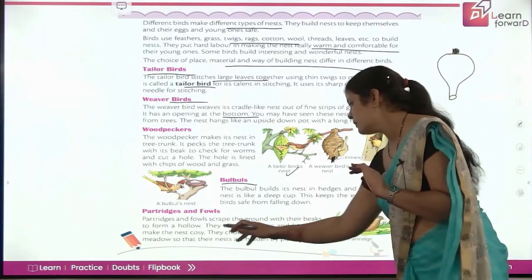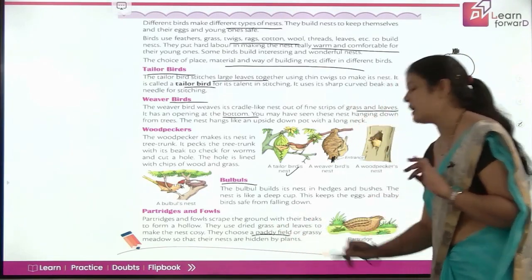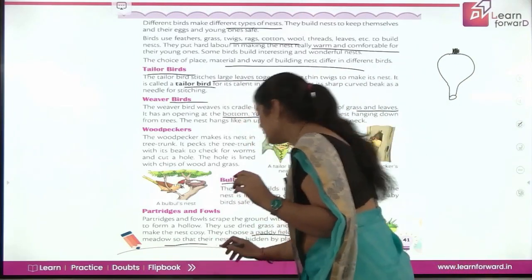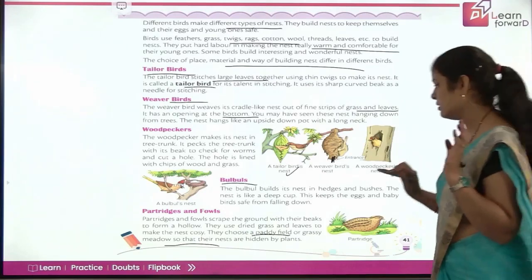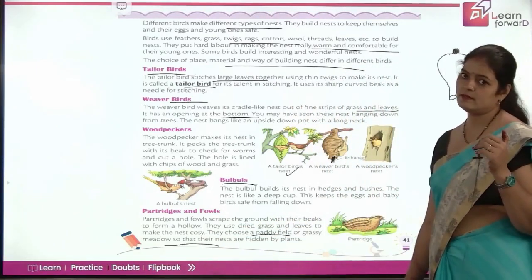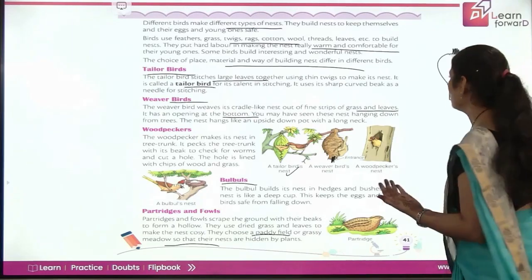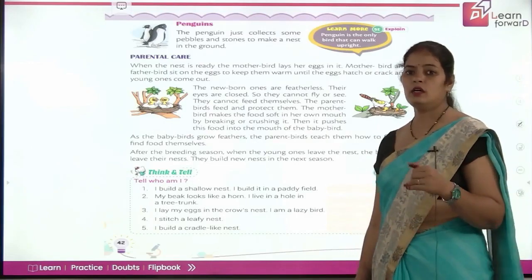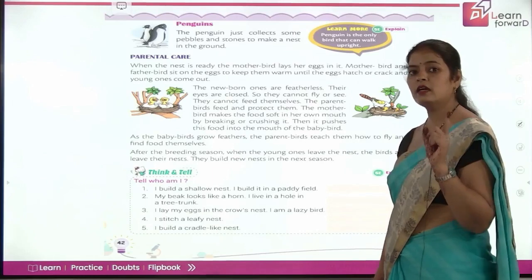Now they choose a paddy field. What is a paddy field? A rice field. Or grassy meadows, meaning places where very small and tiny grasses are there. Grassy meadows, so that their nests are hidden by plants. Because the nearby area is covered by plants, the nests of the partridges are not very clear or visible, so they are safe there.